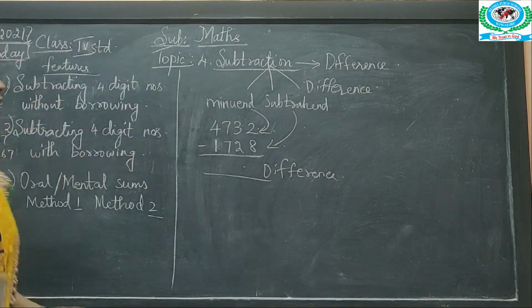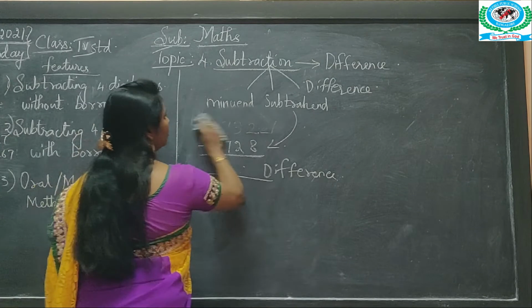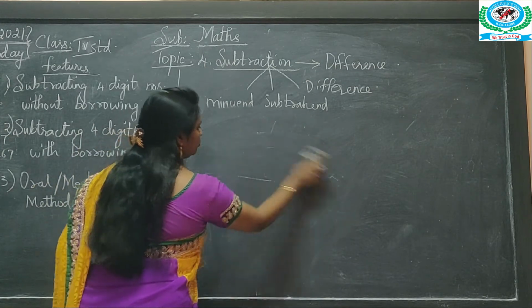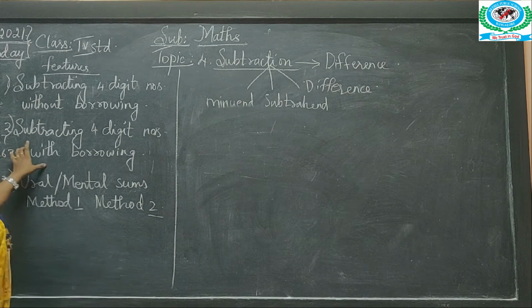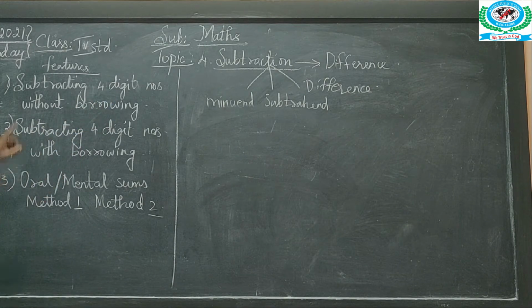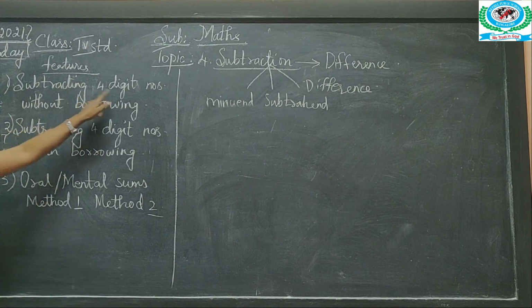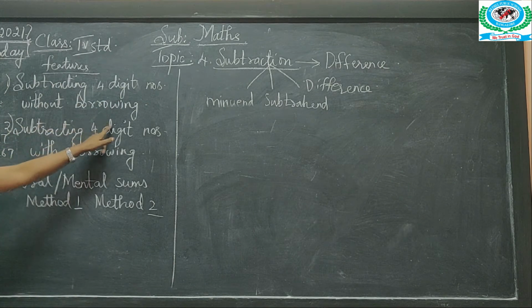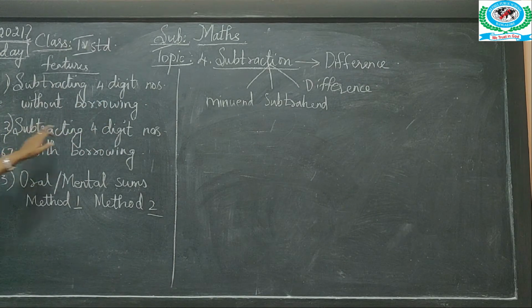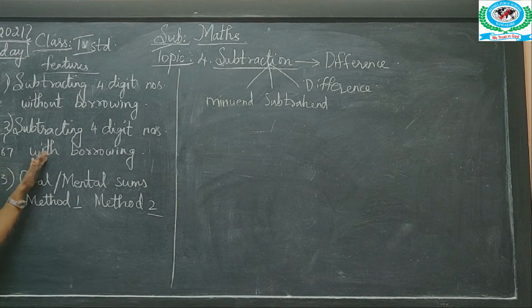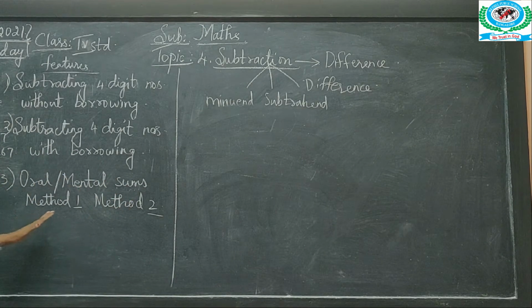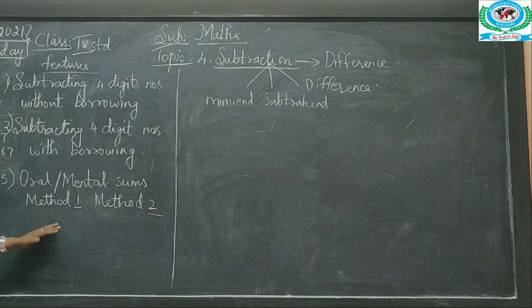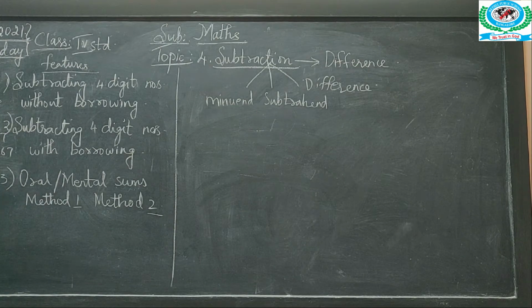So next, today in this topic we are going to learn three main concepts. Okay, the three main units in subtraction. The first one is subtracting 4-digit numbers without borrowing. The second one is subtracting 4-digit numbers with borrowing. And the third one, the oral and mental sums. Okay, in that we have two methods. So today we will be discussing all these three concepts of subtraction.